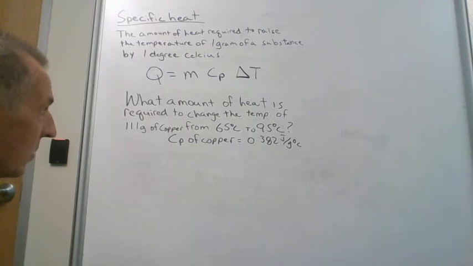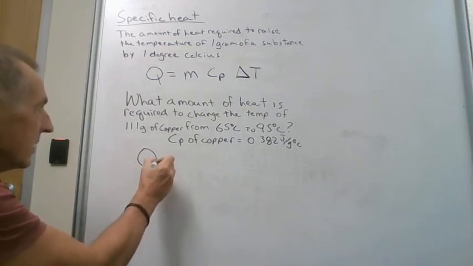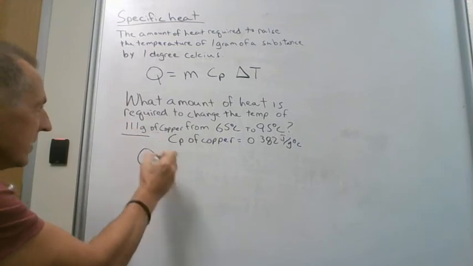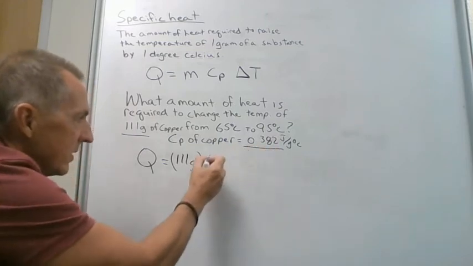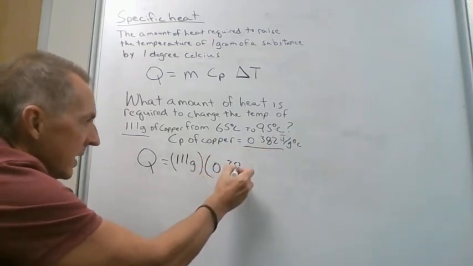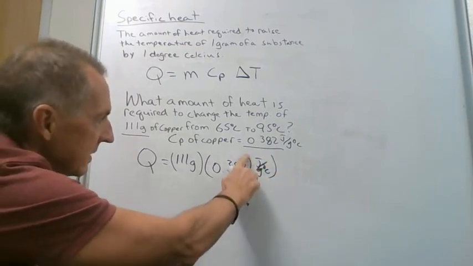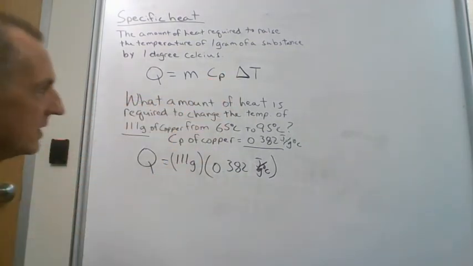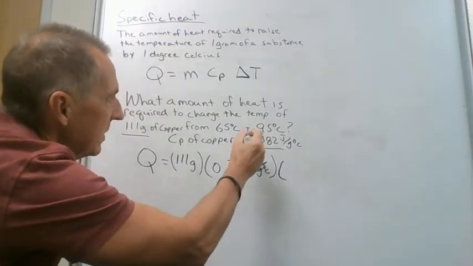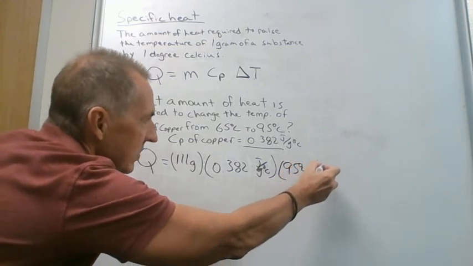In this case, we're putting energy into the system because we're raising the temperature of this copper. So to solve this problem, we would just say, well, Q is going to equal our mass, which is given here as 111 grams. And we're going to multiply it times our specific heat, which was given to us, 0.382 joules per gram degree Celsius. And the symbol delta means the change in temperature. So then it's the temperature final, which we went to 95 degrees Celsius, minus the initial temperature, which was 65 degrees Celsius.